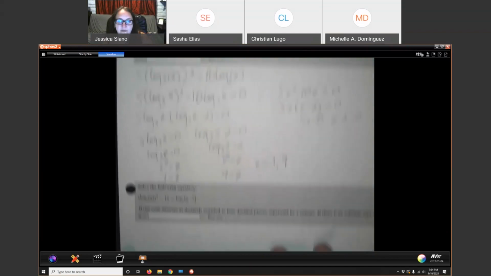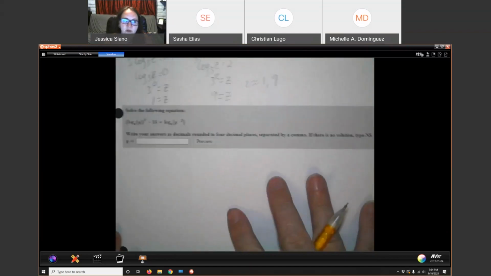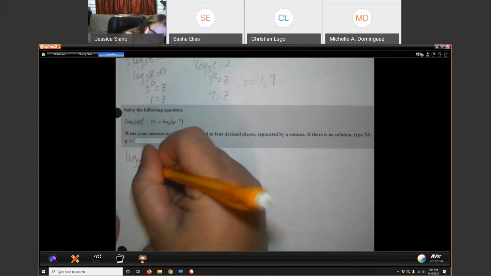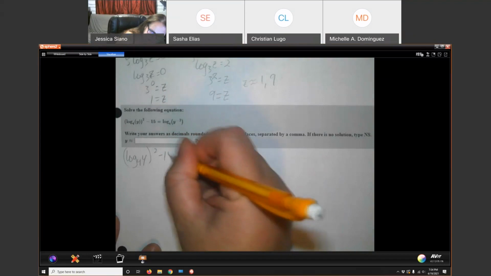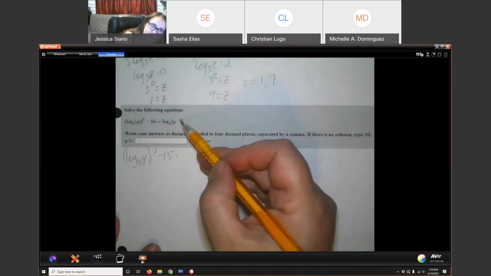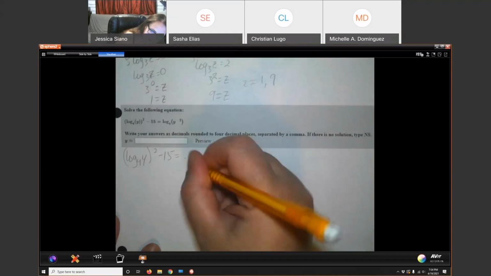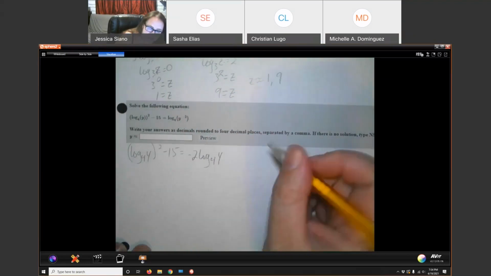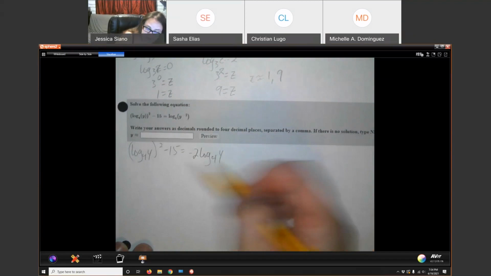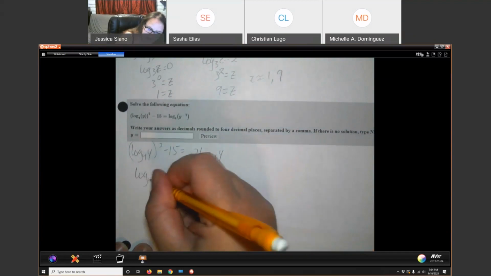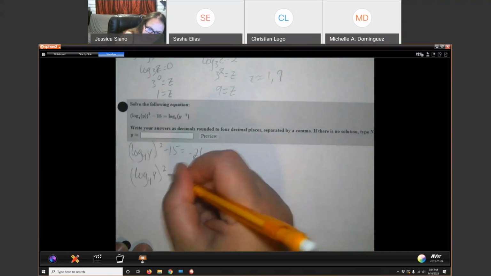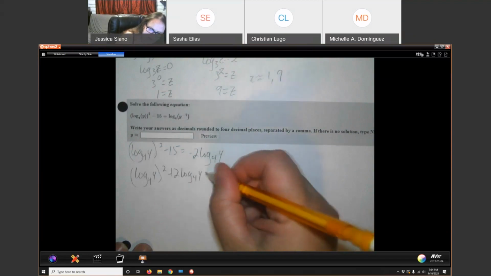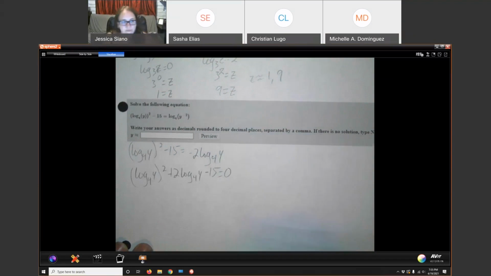Okay. So this next one is going to function very similar to that last one. I'm going to take this -2 and bring it down. And then I'm going to get this all together on one side so that it's log base 4 of y squared plus 2 log base 4 of y minus 15 equals 0.